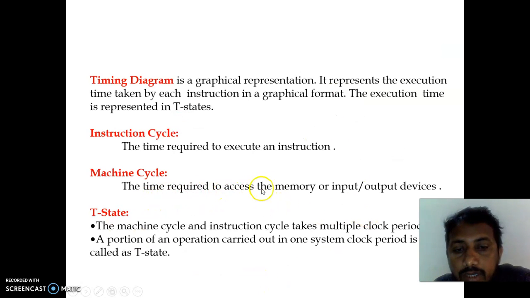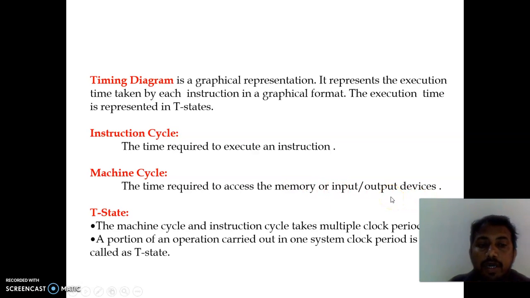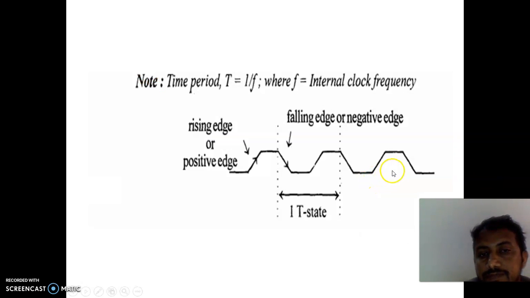The time required to access a memory or input devices is called a machine cycle. The number of machine cycles required to complete one instruction is called an instruction cycle. In an instruction cycle, there may be one or more machine cycles. For an add, adding a number from a memory location and storing the number back in a memory location, you may have a different number of machine cycles. It may be fetching data, reading data, and storing back the result.